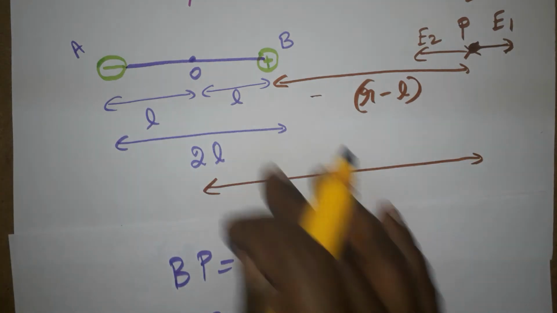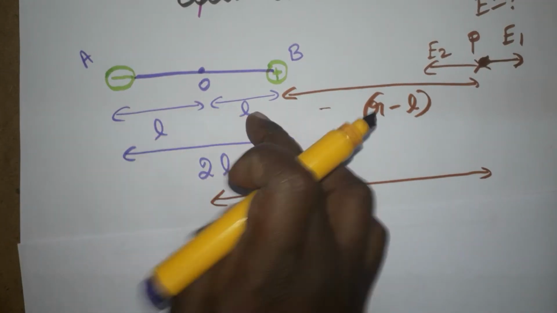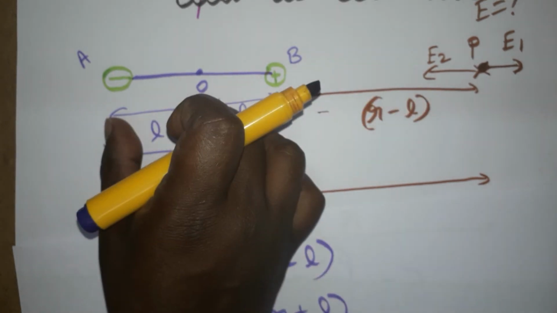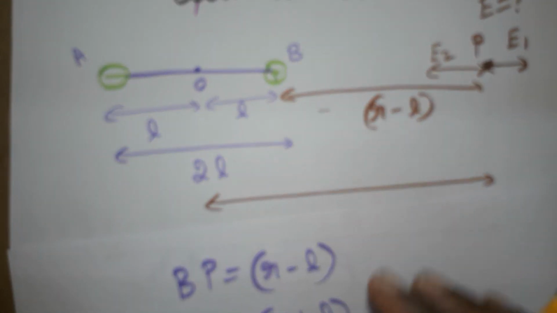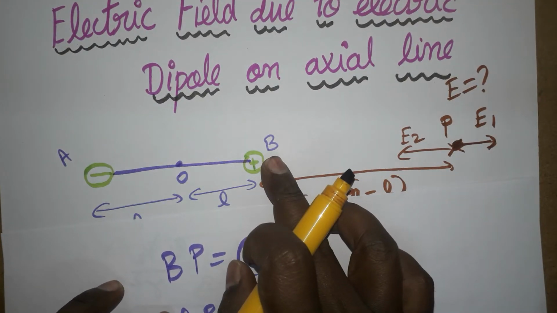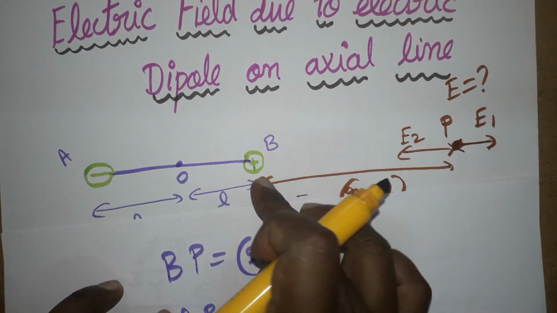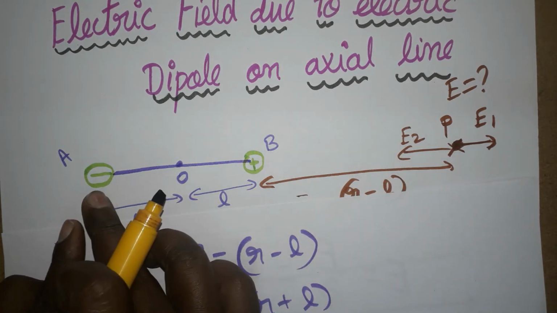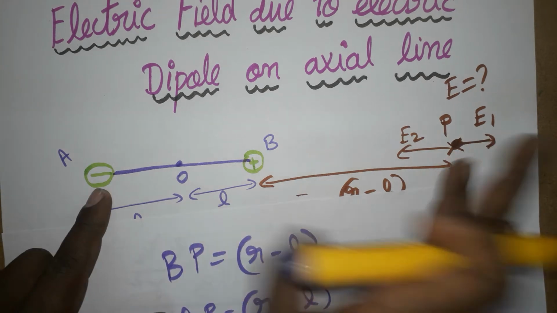Maybe you have a question: why have we taken L from the center? Because we can calculate easily from the center, it is L on each side. If you want, you can take L by 2 also. Now E1 is due to the distance BP and also due to plus. E2 is produced due to A and also the distance AP.